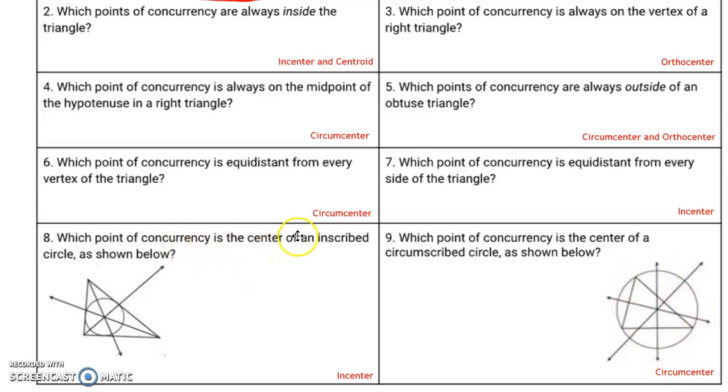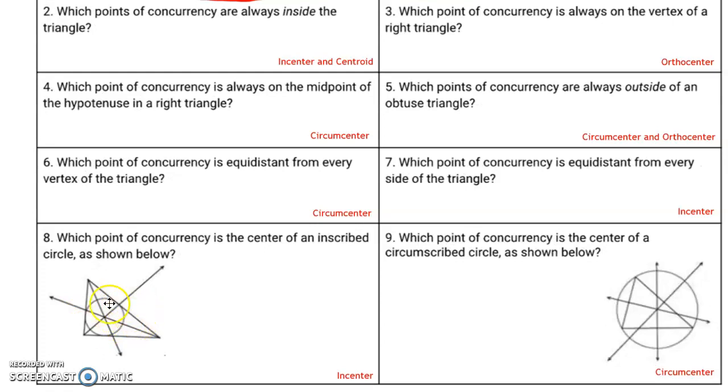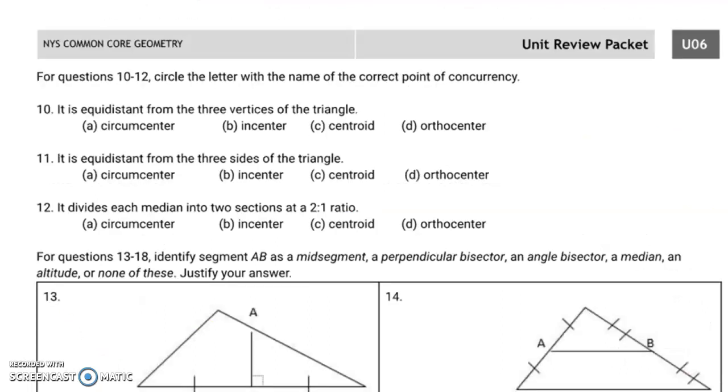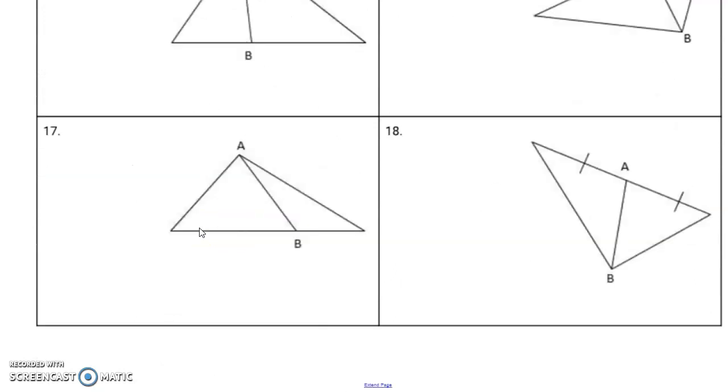Which point of concurrency is the center of an inscribed circle? Well, this talks about an incenter being equidistant from every side. That means from this side, and from this side, and from this side, the point that's directly in the middle, that's called the incenter. In other words, I can draw an inscribed circle that completely circles that center and is equidistant from each side.